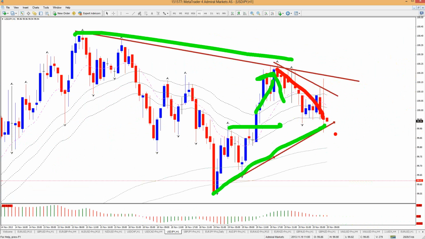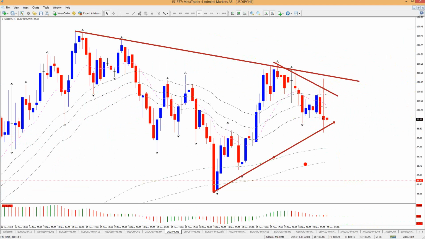And if it breaks this bottom, who knows what it's doing. Do I want to sell it? Not really, personally, but I don't want to be in a buy anymore.